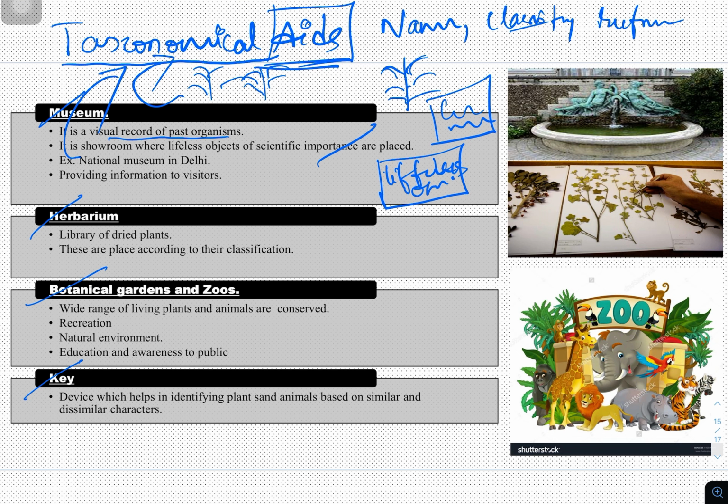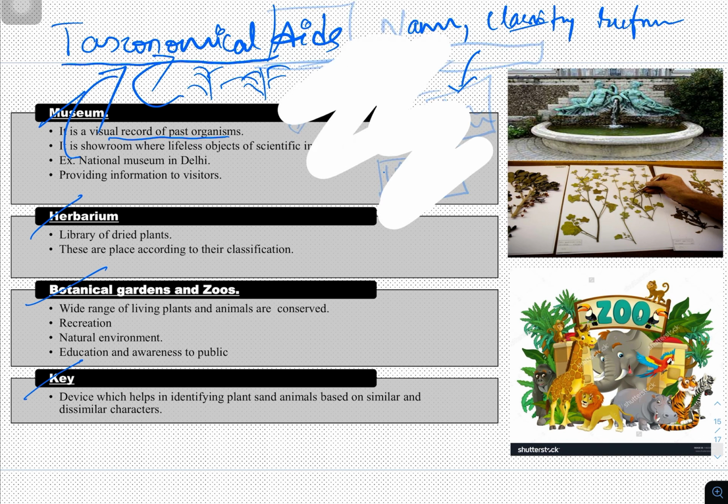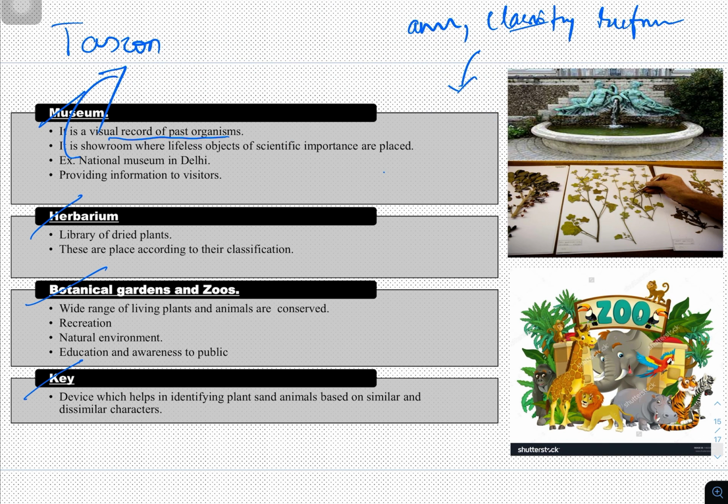So if I get any new plant or new organism, I can immediately visit the nearest museum. If I find a similar organism there, the museum will have all the details of that organism, and I can compare it to my existing organism. The main thing we need to focus on here is that lifeless objects are placed. Okay, so the next one is herbarium.